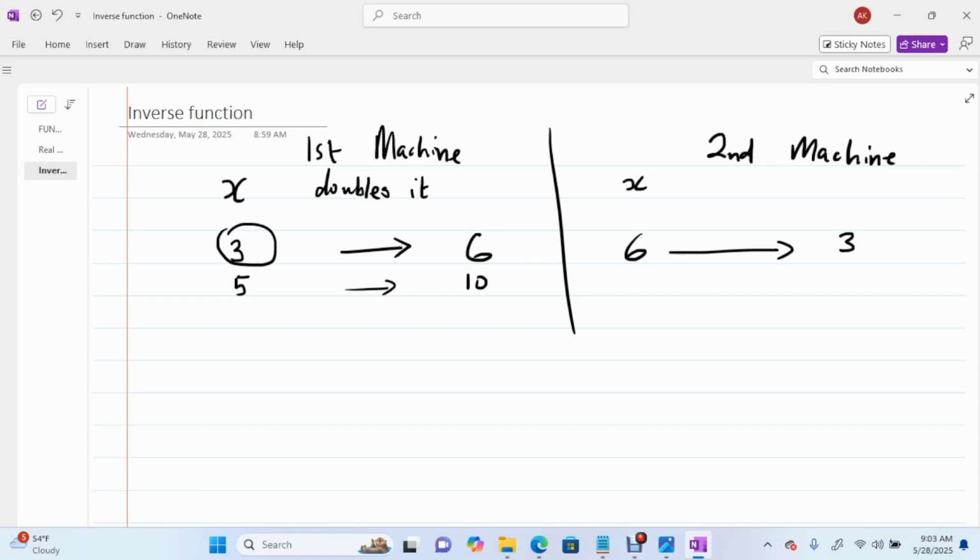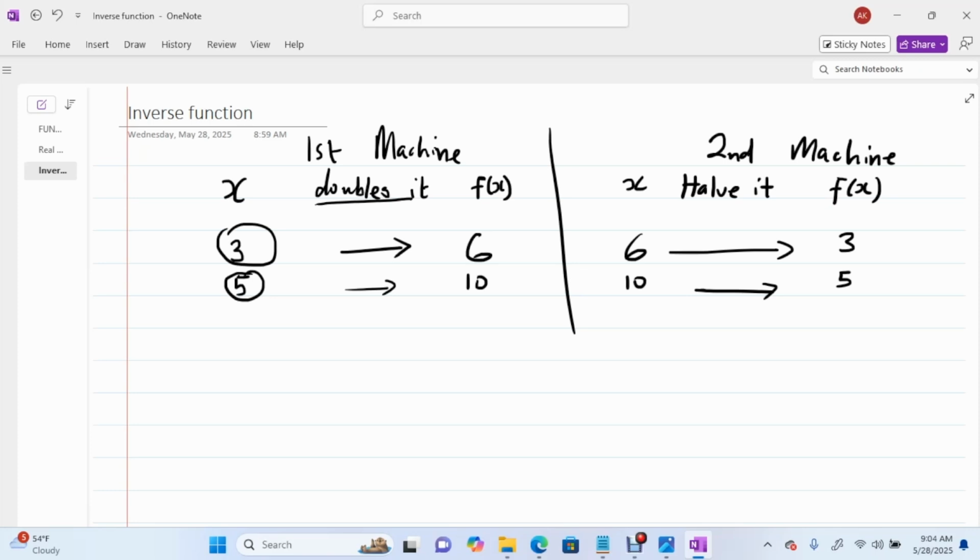And over here, it will take what the first machine gave out, the f of x. But since it's an input, we are going to call it x. So it will take 10 and give us the original number, which is 5. What do you think the second machine does? We said the first one doubles it, so the second one is either going to halve it or divide it by 2, and it gives us back x. I hope that's right.